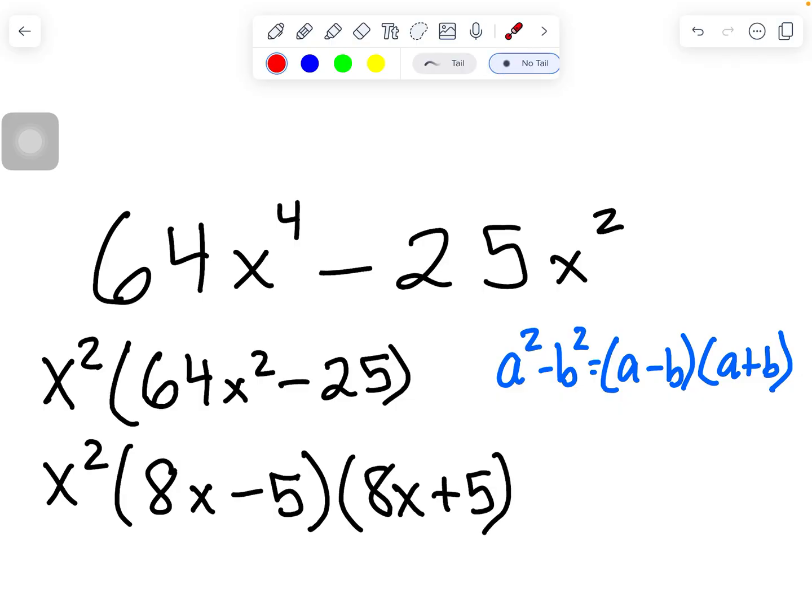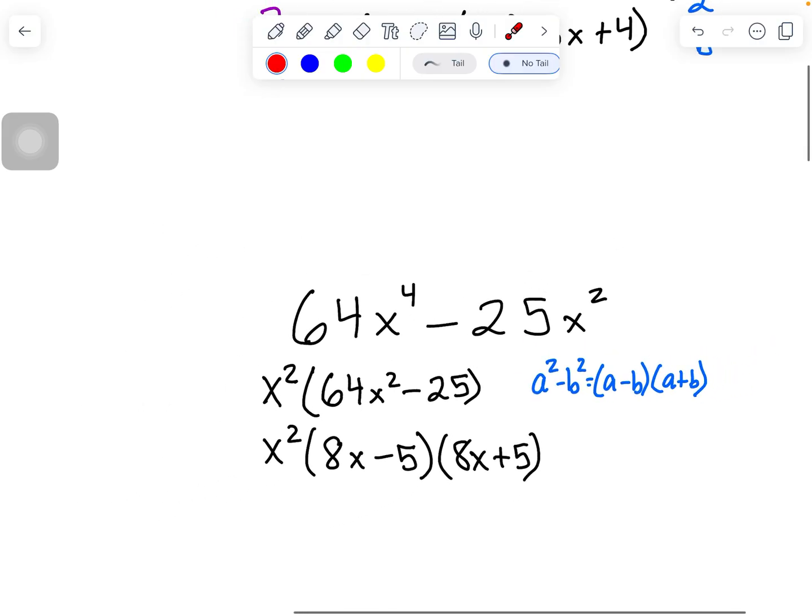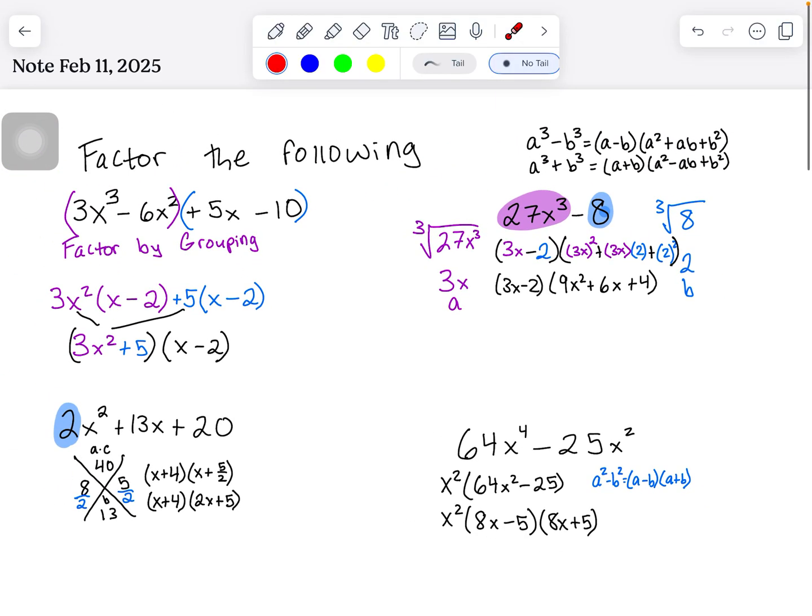Difference of squares. The tough part about difference of squares is being able to recognize when you have two perfect squares, subtraction in between, okay? And then you just take the square roots, one is minus, one is plus, and you're done. You don't have to do anything else. We're done factoring, okay? So those were my four methods that I wanted to focus on for our polynomial unit.